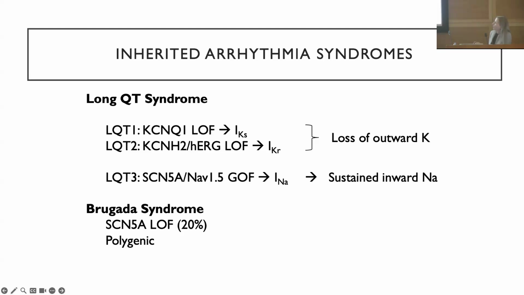Brugada syndrome is also to some extent caused by loss of function, though, in sodium channels. But we do not have nearly as good an understanding of the genetics of Brugada as we do of long QT. So we only really detect variants in SCN5A in about 20% of patients with Brugada, and the rest remain without an identified variant. And the hypothesis is that for the most part, these patients probably have a polygenic condition rather than a rare monogenic culprit.